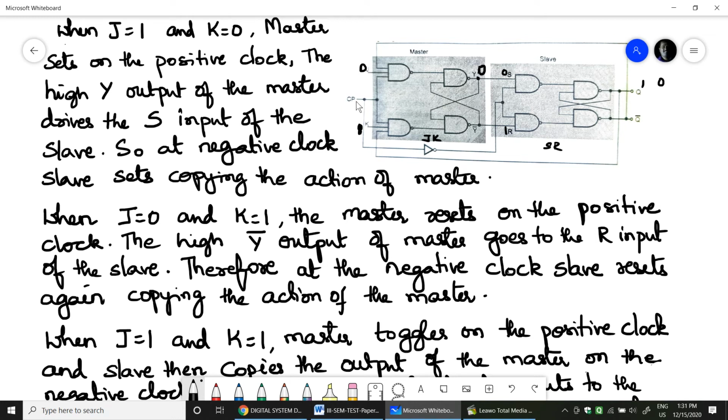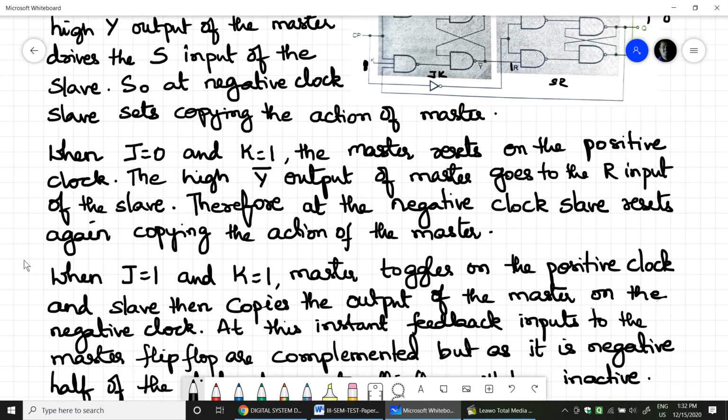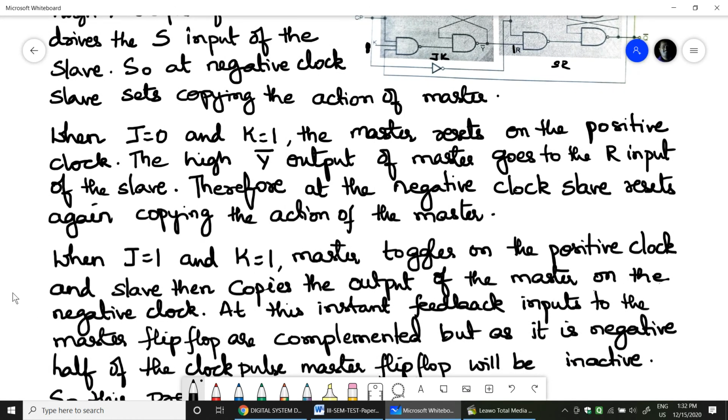What happens when both are 1, 1? What happens when j and k both are 1, 1? That is what our job is. So when both j and k are 1, 1, master will start toggling, right? Master will toggle on the positive clock. Then the slave will copy the toggling of the master on the negative clock.